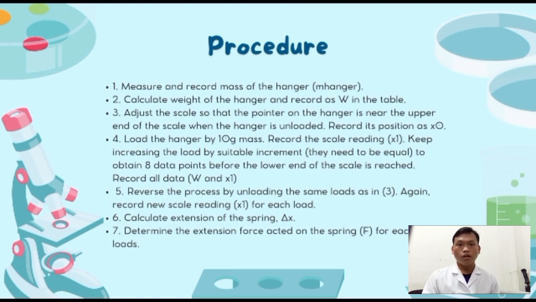Fourth, load the hanger with a 10 gram mass. Record the scale reading one time. Keep increasing the load by a suitable increment. They need to be equal, to obtain 8 data points before the lower end of the scale is reached. Record all the data, W and the scale reading one time. Fifth, reverse the process by unloading the same loads as before. Again, record the new scale reading one time for each load.